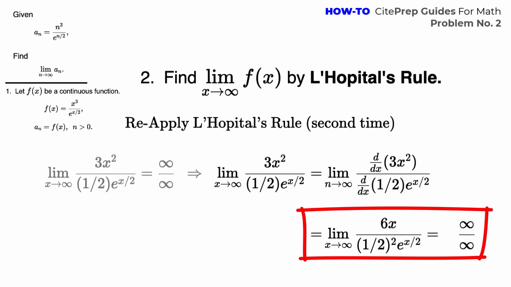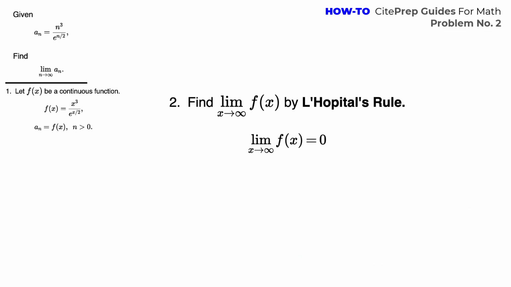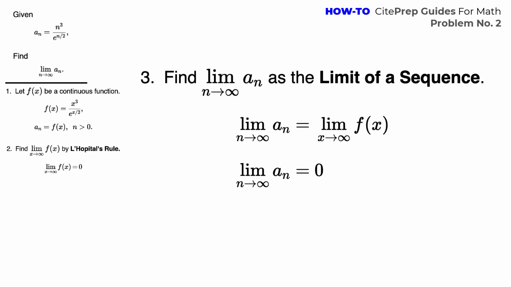Applying L'Hopital's rule a third time will do the trick. Upon our third application of L'Hopital's rule, the result is a limit of zero. Finally, by the theorem for the limit of a sequence, we can say that the limit of a sub n equals the limit of f of x, which equals zero.